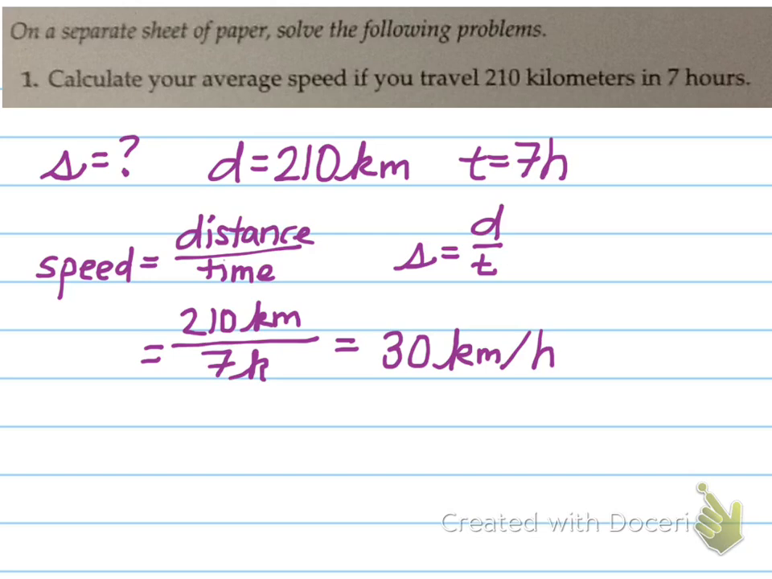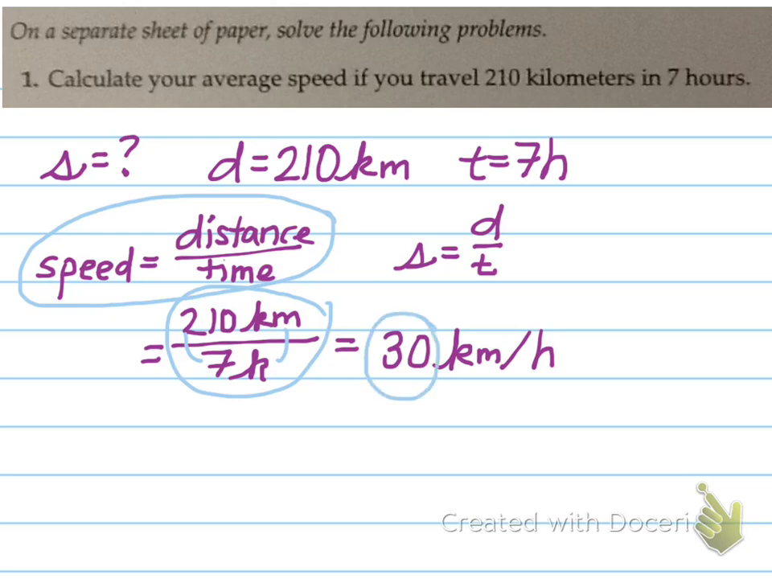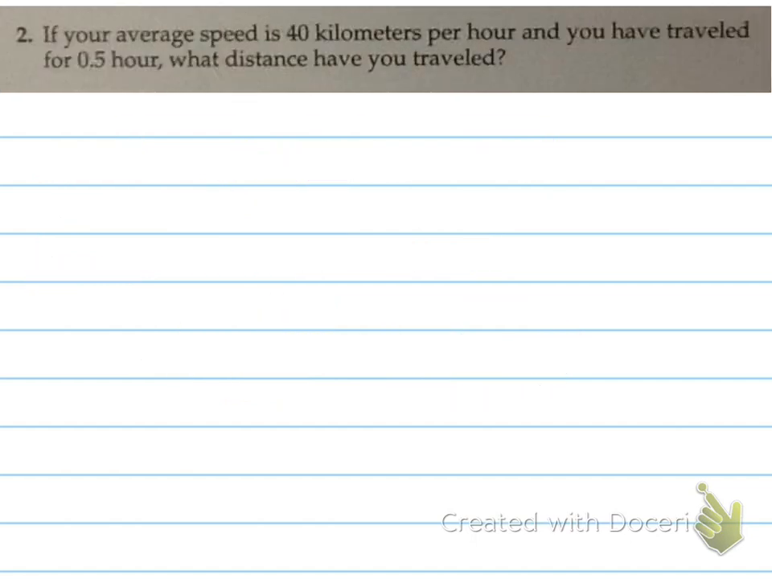When I give out points on a quiz for something like this, you're going to get a point for showing an equation. You're going to get a point for showing me plugging in your numbers and your units. You're going to get a point for having the correct answer and a point for having the correct unit. So a problem like this is going to be worth 4 points.